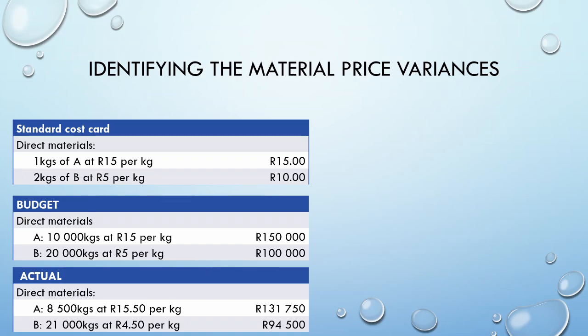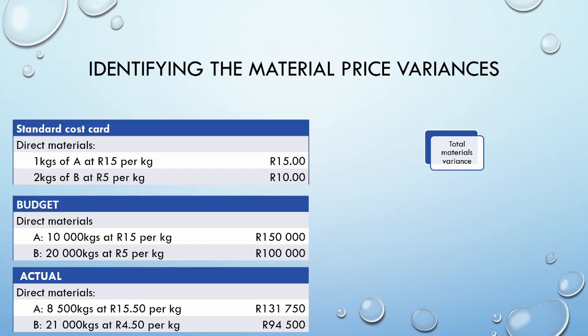So to begin, let's consider what could give rise to our material variances. On screen, we have the material information provided in the scenario. Our total materials variance will be the difference between our flexed budget and our actual results. We looked at this in our second video in the series.